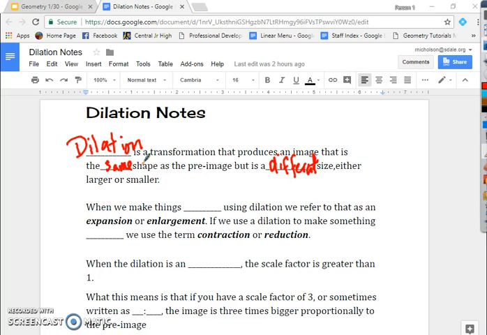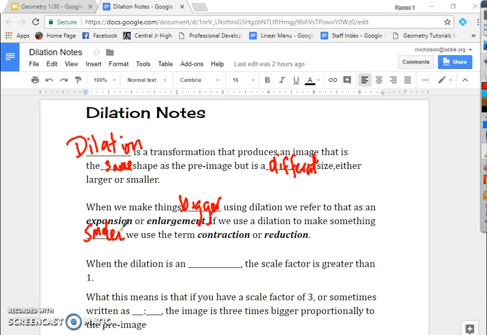Okay. When we make things blank using a dilation, we refer to that as either an expansion or enlargement. Yeah, if we make it bigger, we call that either an expansion or enlargement. If we make something smaller, we use the term contraction or reduction.